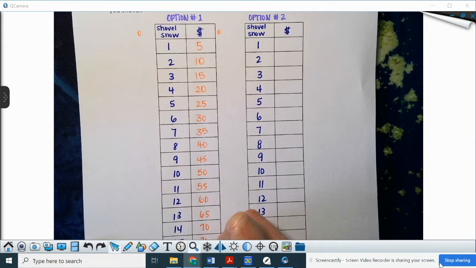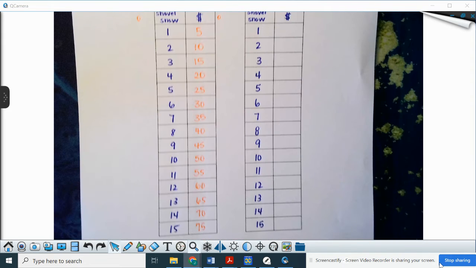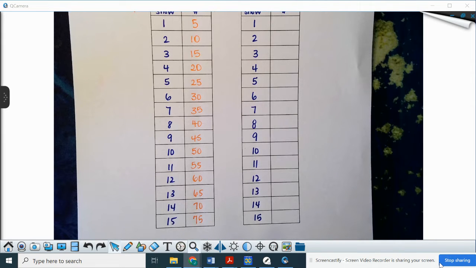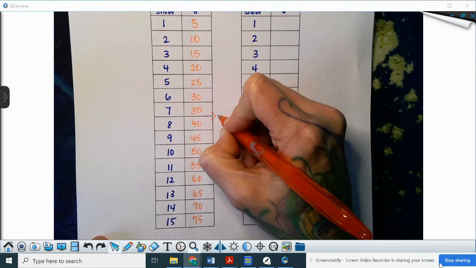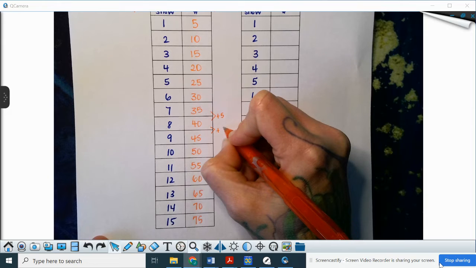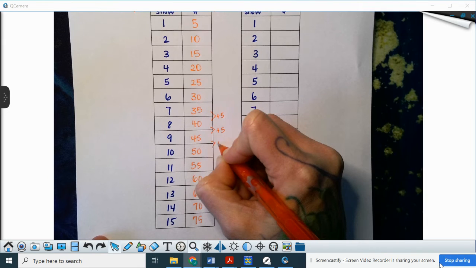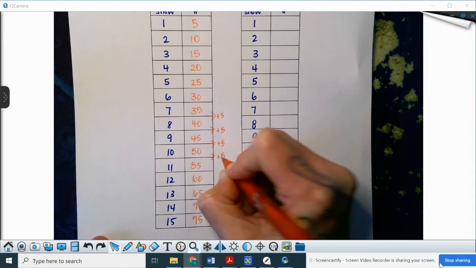Not a shabby option if you chose to get $5 every single time you went to go shovel snow. Especially if you had a winter where you had 15 chances to go shovel snow, you made $75 that winter. That's amazing. Excellent. And all we did was add five all the way down, every single time we added five. And hopefully you notice this and recognize this as a linear function, which we should have already learned.